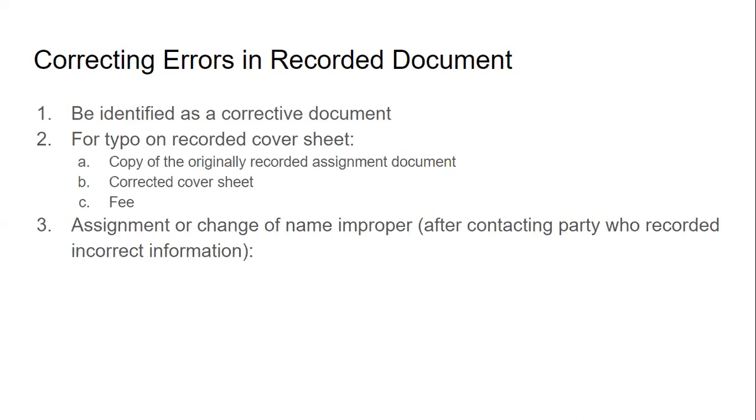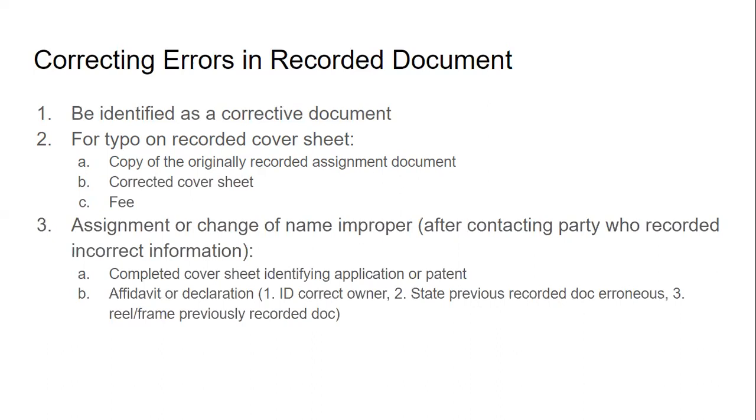For an assignment or change of name that's improper, and this is, of course, after the owner contacted the party who recorded the incorrect information. So not exactly sure the circumstances this one occurs under, but kind of interesting to follow. But for that one, this is all submitted by the patent owner, you would need a completed cover sheet identifying the application or the patent, the affidavit or declaration which IDs the correct owner, states the previous recorded document is erroneous, and gives the reel and frame for what that previous recorded document is, and then of course a fee.